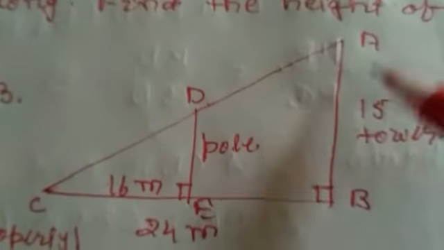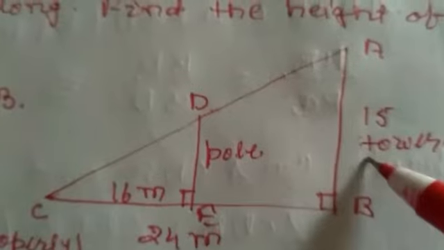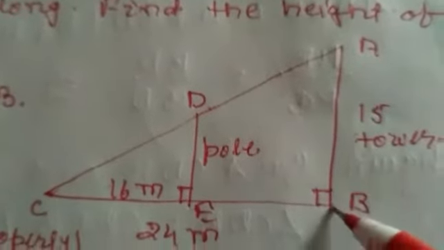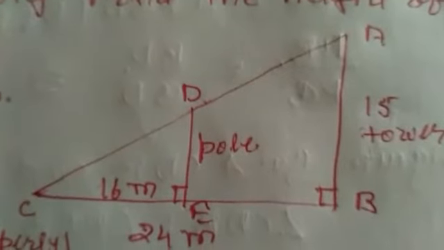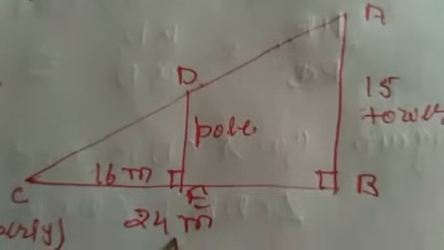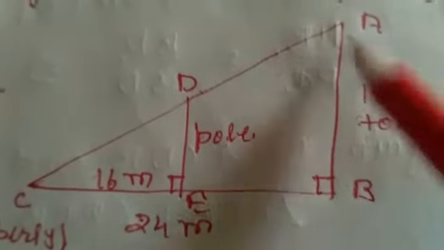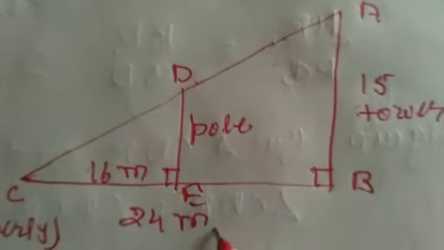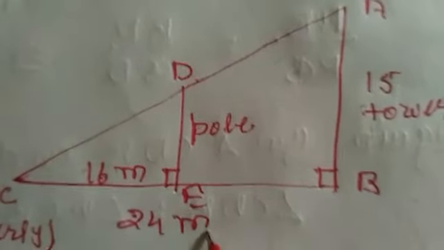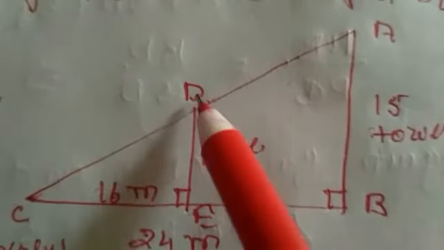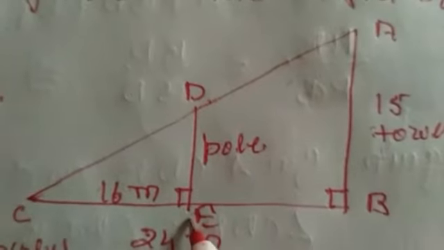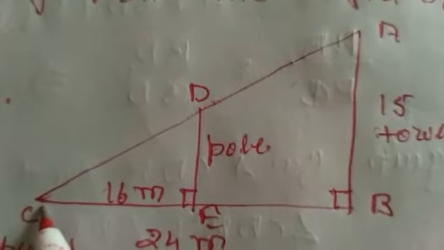Suppose this is a tower. AB is a tower of length 15 meters. At a certain time, this tower AB is casting a shadow BC that is 24 meters long. BC is the shadow of tower AB, which is 24 meters long, as you can see in the figure. At the same time, there is a telephone pole, which we have assumed to be DE, casting a shadow 16 meters long.